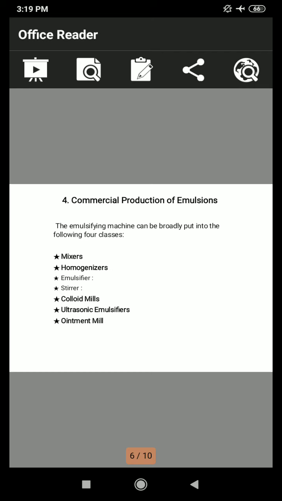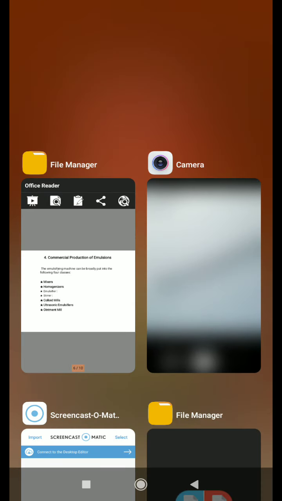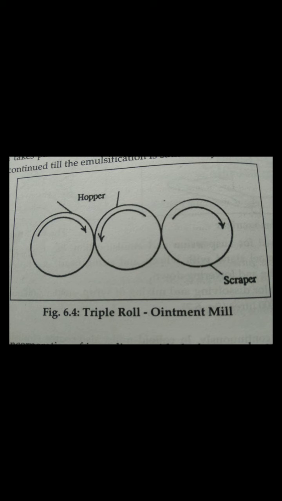Okay, then next is the ointment mill. The mechanical incorporation of ingredients into the base can be achieved by the use of mortar and pestle, ointment slab, or by using the ointment mill. It is used for substances in a fine state of subdivision. Ointment mills are particularly suitable for large scale and medium scale manufacturing.